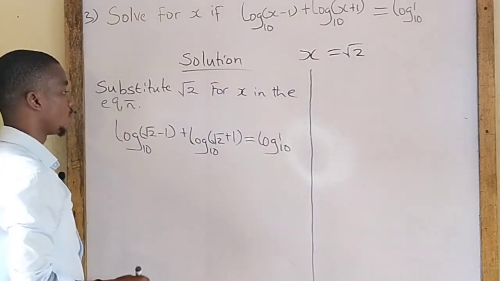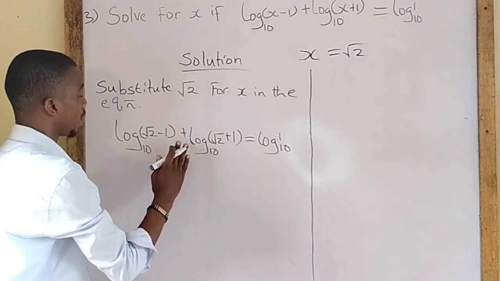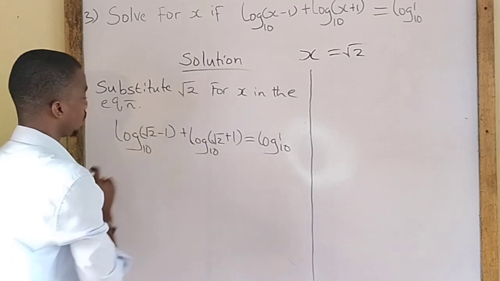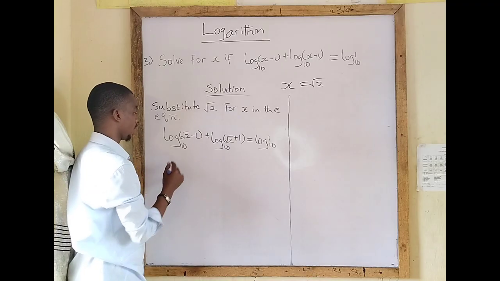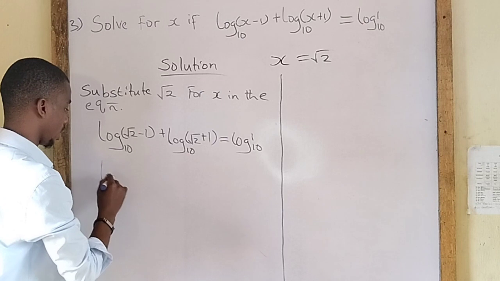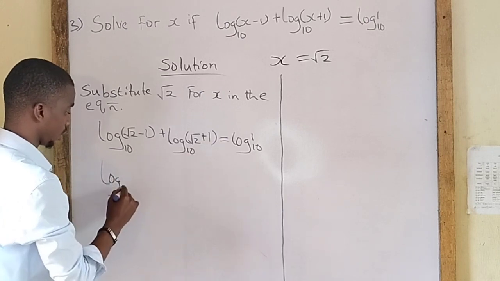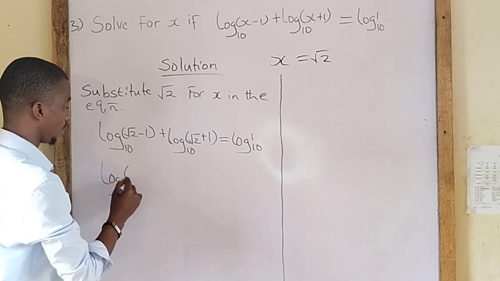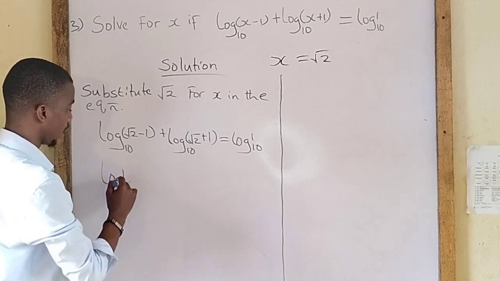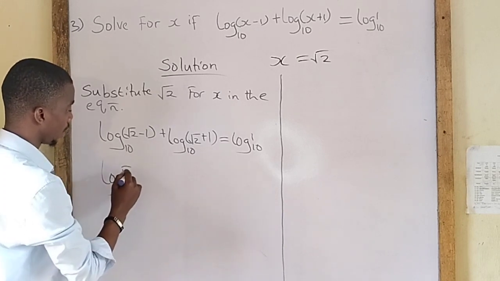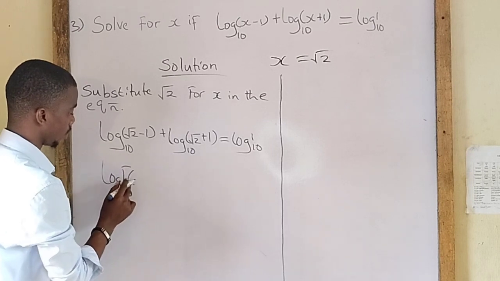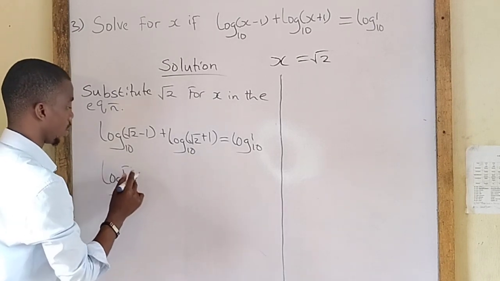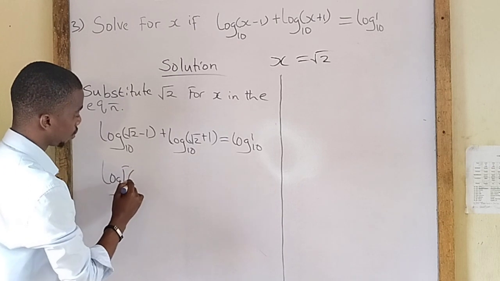The next thing we'll do is to apply the addition rule. So we'll take this to a single base and we multiply. So we have root 2.